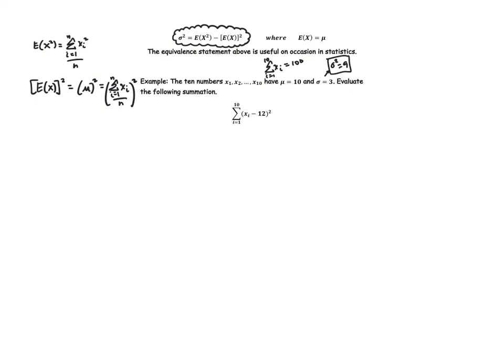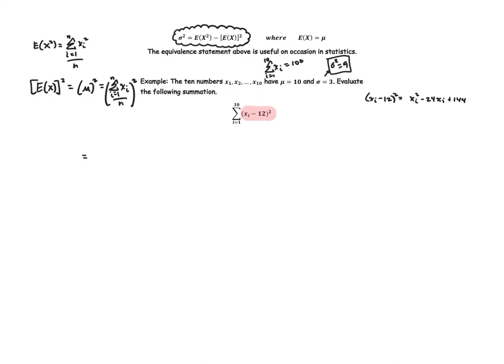So the first thing I'm actually going to do in order to work through this question is expand this. All right, so let's expand (x_i minus 12) squared. Well, that would be x_i squared minus 24 x_i plus 144. Okay, so let's expand this, and then I'm going to distribute the summation to each of the terms.